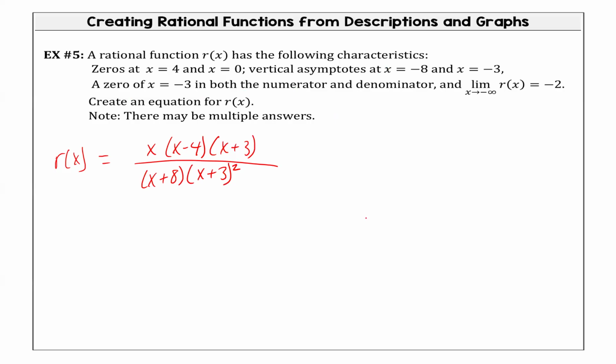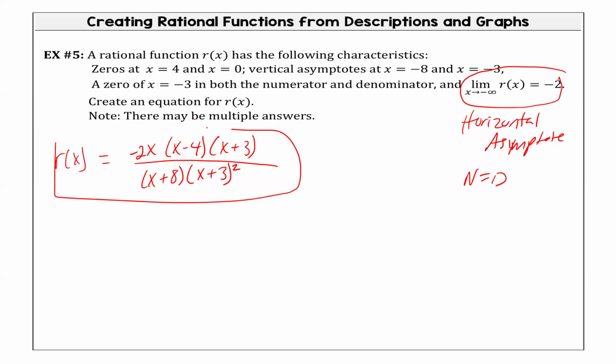The last little tidbit that it told us is that our limit as x goes to negative infinity, r of x equals -2. This is describing a horizontal asymptote. If I have a numerical horizontal asymptote, that means that the degree of my numerator and the degree of my denominator are the same. So n equals d, which means that it's just their coefficients, right? So that means I need to have a coefficient of -2 at least. And there's my polynomial.